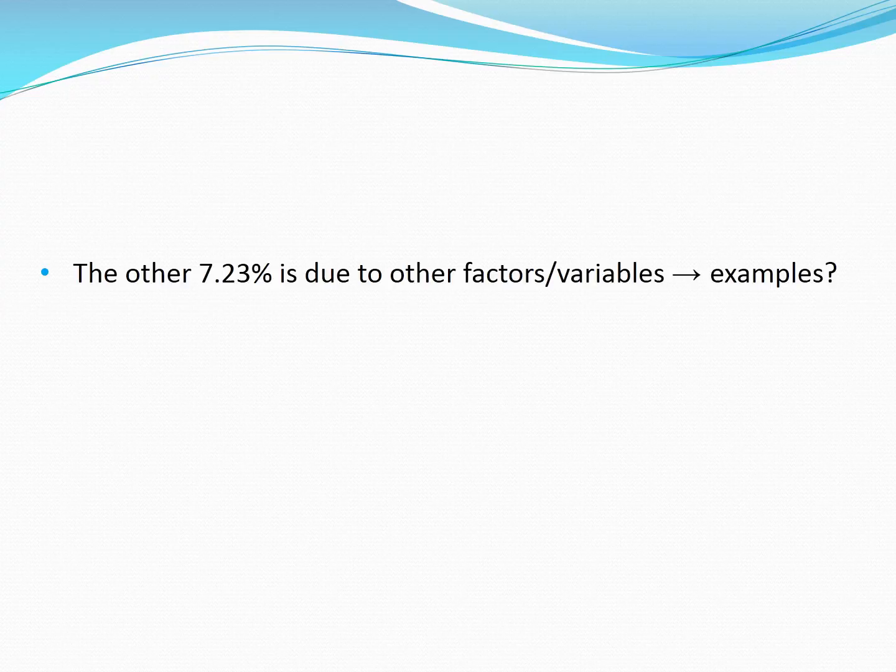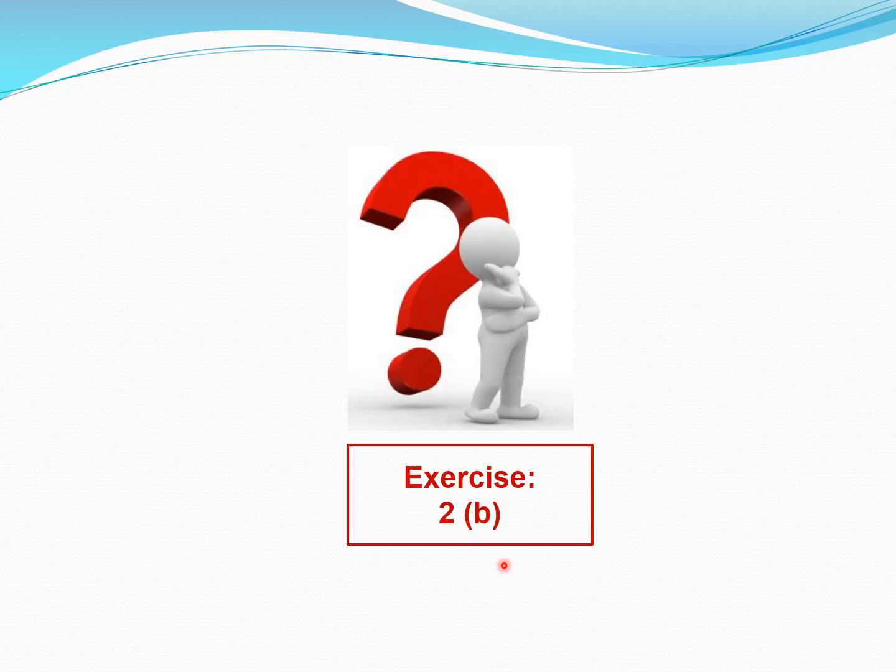But what about the other 7.23%? That will be due to other factors. Examples include the location of the business, and since electronic games can be seen as a luxury item, it can also be related to economic conditions, which will also have an impact on sales, or the price of the product, the demand of the product, etc. So all those variables can also have an influence on your sales. You can try exercise 2B at the end of chapter 14, please.